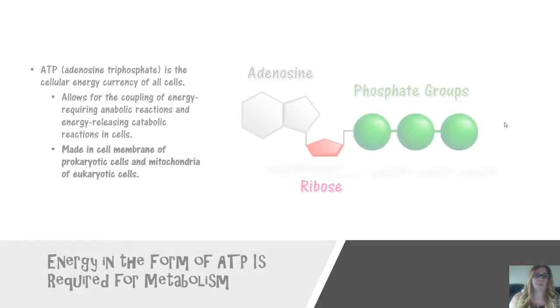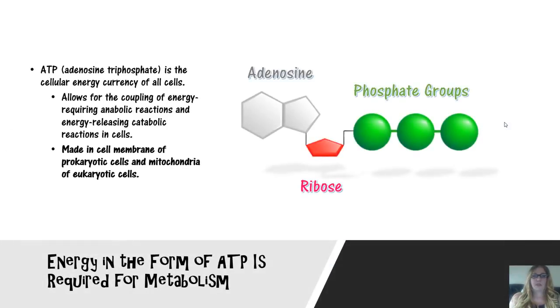All right, ATP. ATP is adenosine triphosphate, and it is the cellular energy currency for all cells, allowing for the coupling of energy requiring anabolic reactions and energy releasing catabolic reactions in cells. It is made in the cell membrane of prokaryotic cells and mitochondria of eukaryotic cells. So energy is in the form of ATP, and it is required for metabolism.